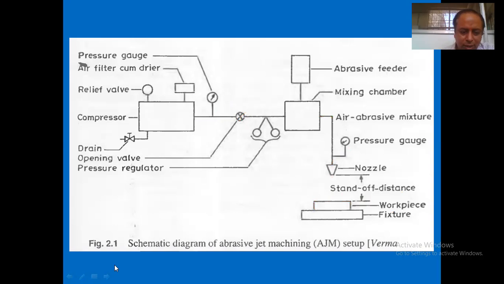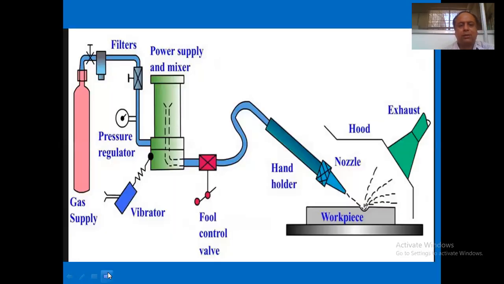If you see the next diagram, it is more clear. This is the gas supply. Maybe you are using some specific gas. Here are the filters. Okay. And here is a mixture. Here there is a vibrator. Because it will vibrate, it will mix the gas and this abrasive. And finally, this is the nozzle.